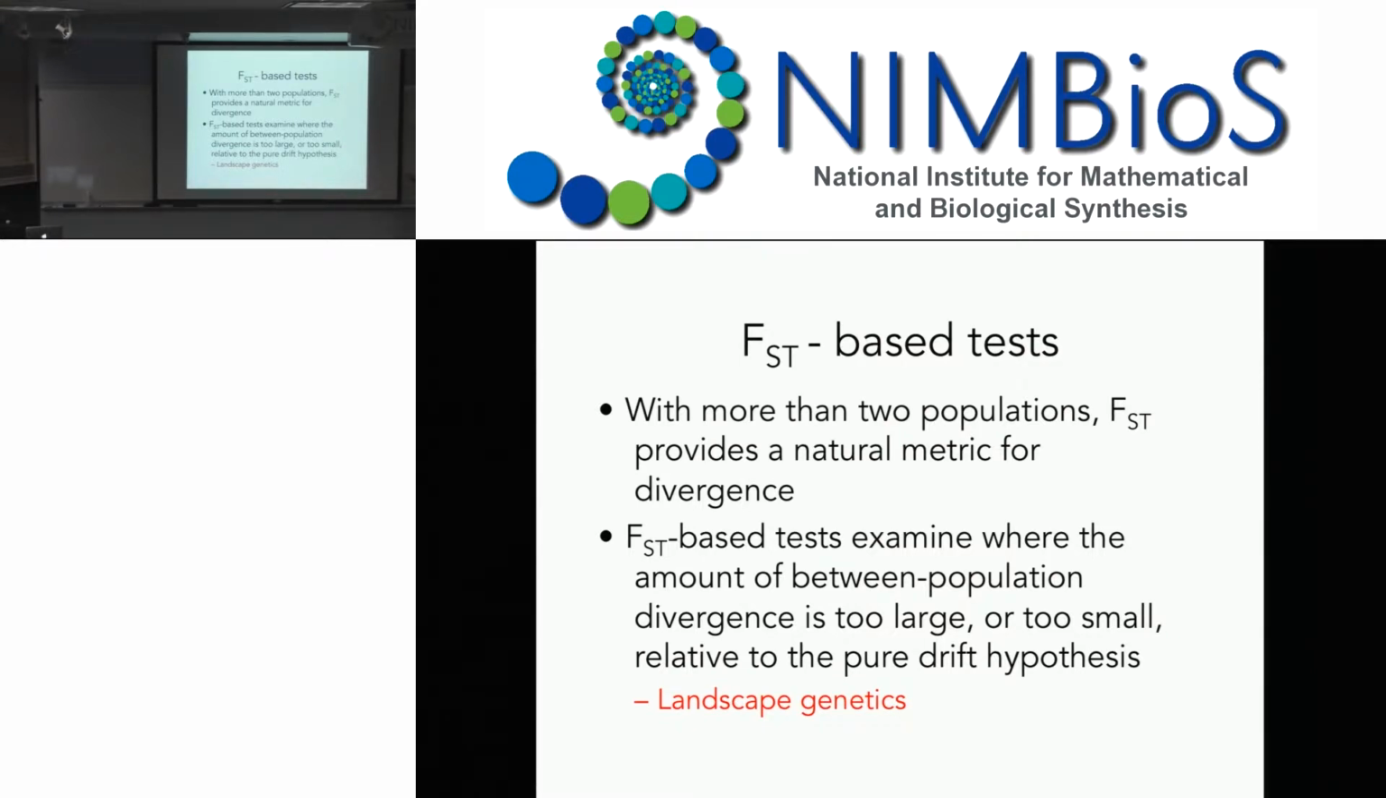two-point time series test. So for more than two populations, we use FST, and this study of looking at patterns of genetic variation over space often has the fancy name of landscape genetics, right?